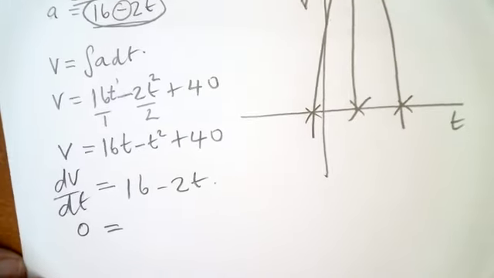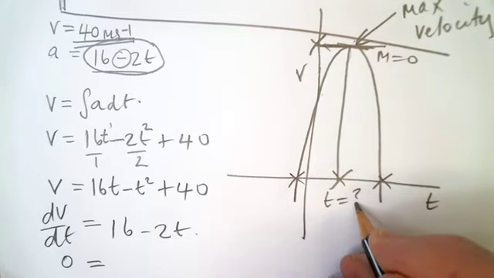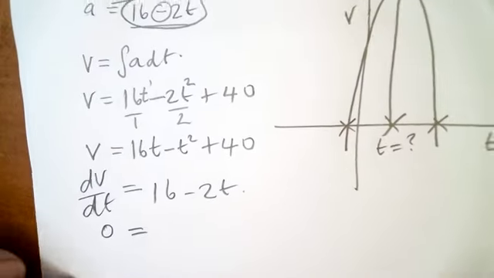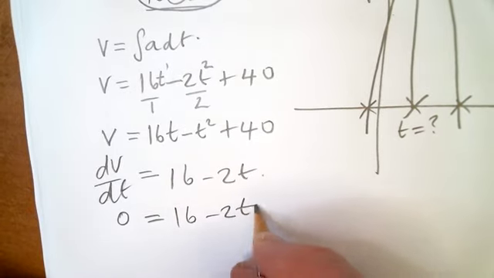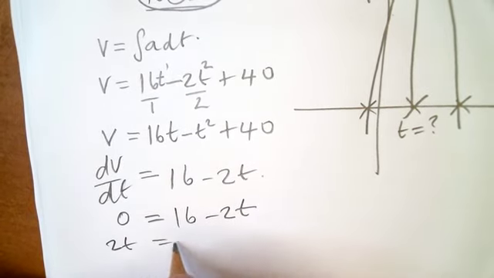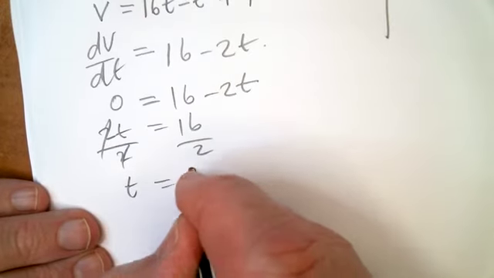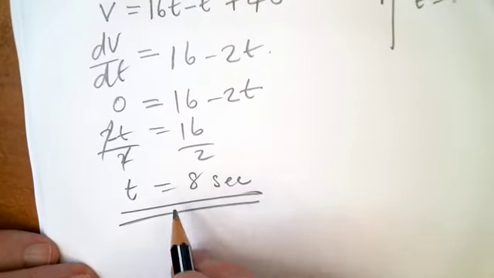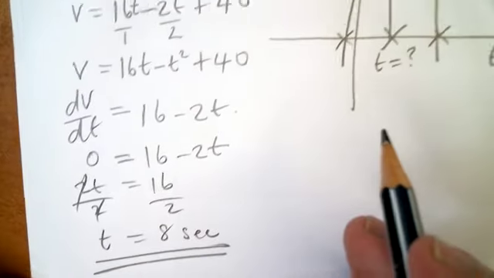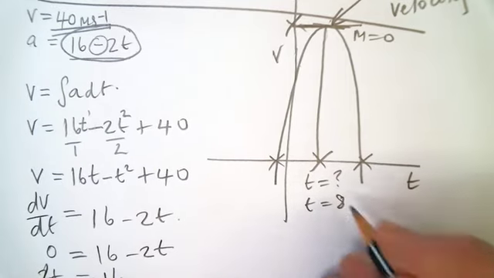So in order to do that, we want to find out what that time there is. What is the time when the velocity is at a maximum? So let's go ahead and do that. It's going to be 16 minus 2t equals 0, which means that 2t must equal 16. Divide both sides by 2, and t equals 8. And that's going to be 8 seconds. So we found the time when this is at a maximum. So t there happens to equal 8.